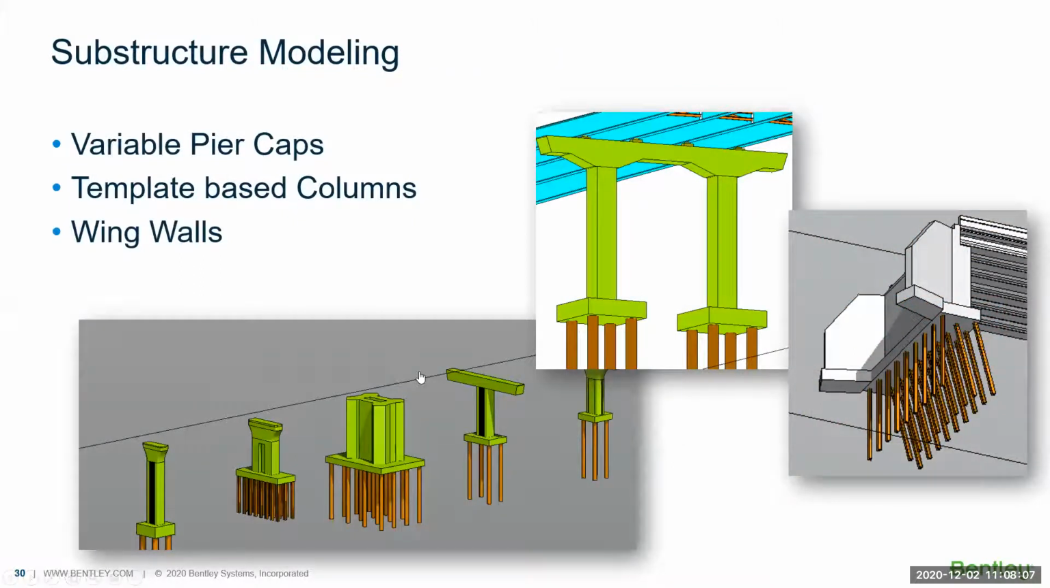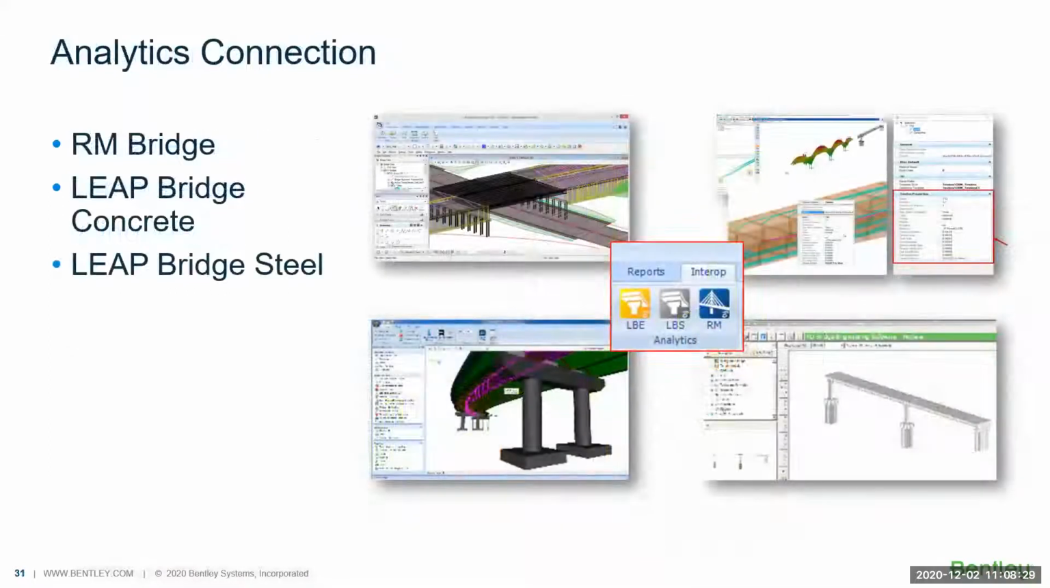And of course, the superstructure for the bridge as well. The bridge can support the segmental bridge, the slab bridge, or the steel girder bridge as well. So why do we need these tools for bridge modeling? The reason is the next step: we can continue to put our bridge through analysis. The bridge model can be analyzed by our products called RM Bridge or LEAP Bridge.